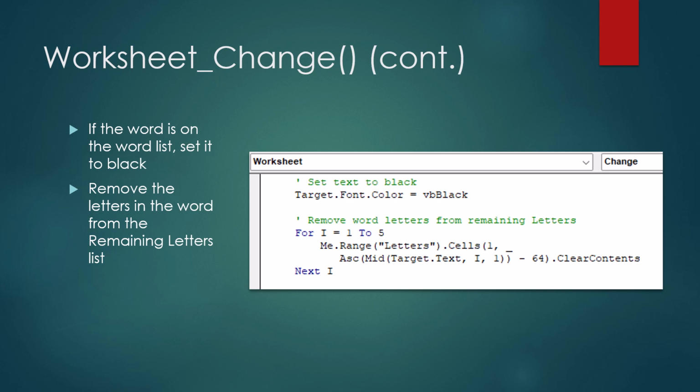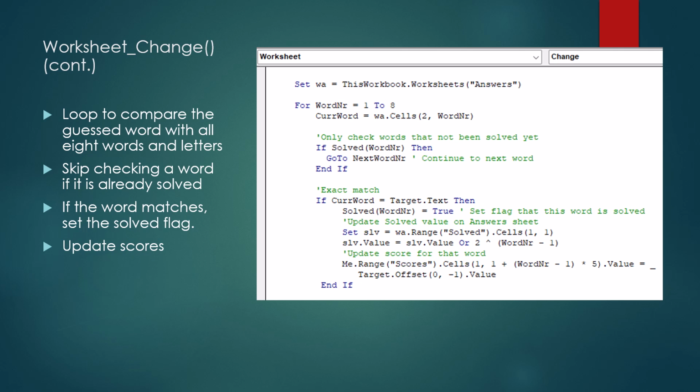And you remove the letters from the remaining letters list, that's the A through Z, by matching the 5 letters that are in your target text word. Now we're going to take the word that was guessed in the target text and compare it with the 8 words that are in the answers range. So that's the cur word for each one of those.